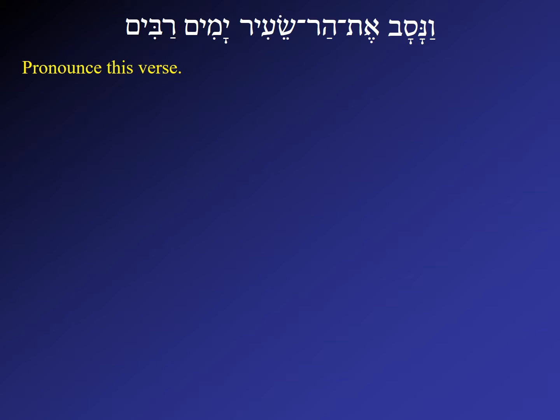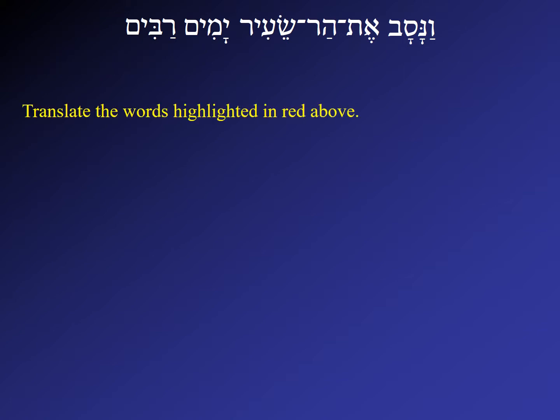Va-nasav et har se'ir yamim rabim. Va-nasa et har se'ir yamim rabim. Okay, now let's translate the words as they are highlighted in red.